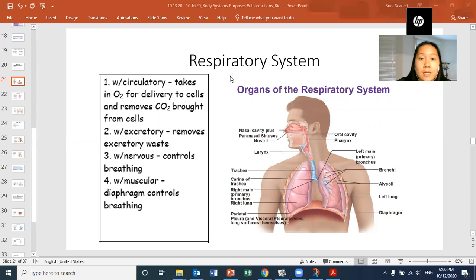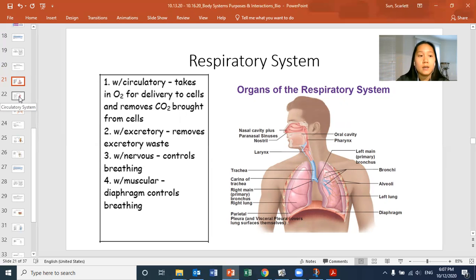And then there is an interaction with the muscular system, because without a diaphragm down here, you would not be able to breathe in or breathe out. So your respiratory system always interacts with the muscular system in order to control your lungs expanding and deflating, okay? So at the end of this, tell me one interaction with the system that the respiratory system interacts with and what its purpose is.